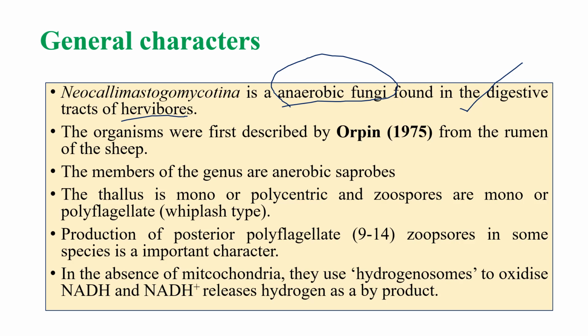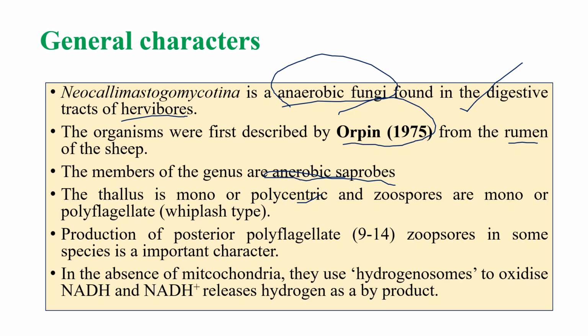And this organism was first discovered by Orpin in the rumen of sheep, as I told you. Rumen means I would say it is a kind of stomach for sheep. Okay, and there, as mentioned, it is a strictly anaerobic pathogen, which means oxygen is not needed for its survival. And here the thallus is mono or polycentric.